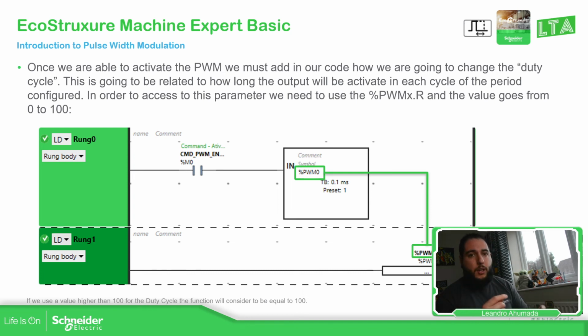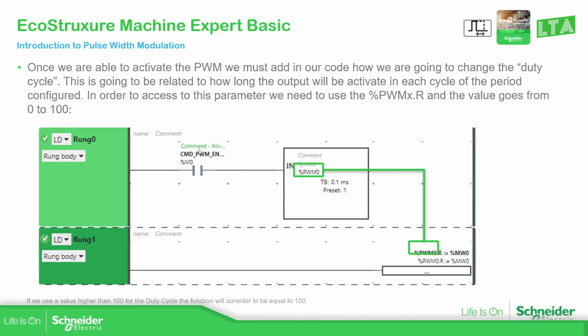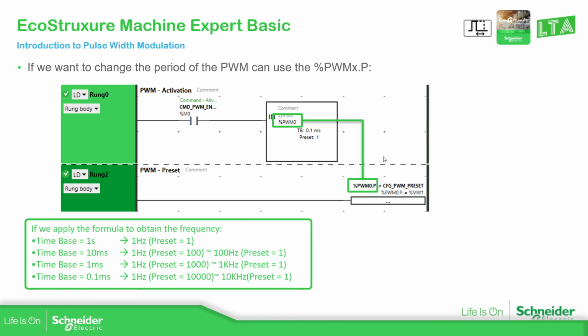What I was thinking, and I got confused, is that you can also access the preset. So here is how you can change the duty cycle, but you also have the possibility to change the period that you have configured in the software. In order to do that, we just need to go over here. Instead of using .r for duty cycle, we just need to use the P for preset. So this TB is fixed, but these ones can be changed in the software.